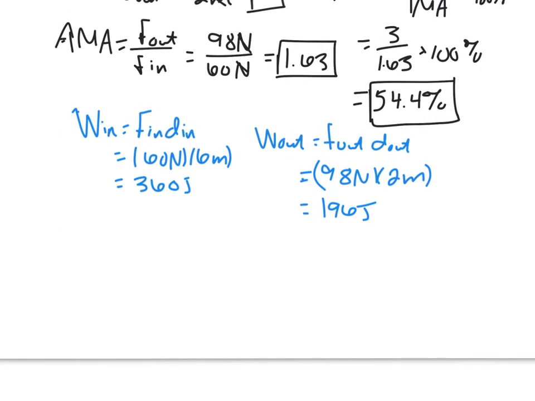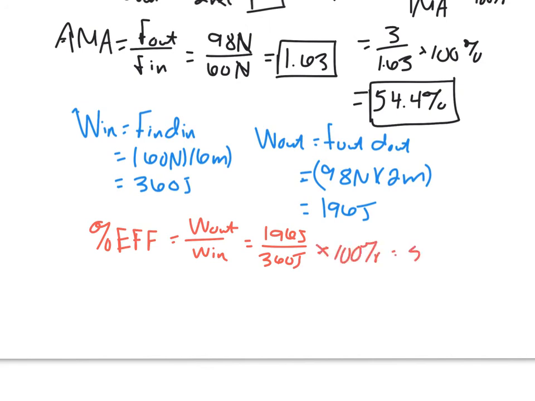And then percent efficiency, using it this way, equals W out over W in. So 196 joules over 360 joules. And that's going to give us, times 100%, 54.4%. So it doesn't matter how we got there, we still ended up with the same answer, 54.4% efficiency. Again, nothing terribly complicated, we're just looking at ratios and percentages.